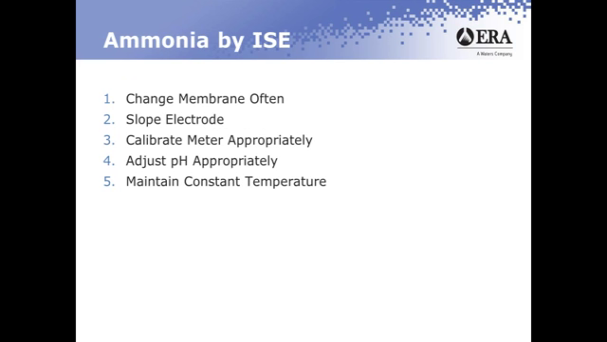So our final topic that we're going to talk about today is ammonia by ion selective electrode, or ISE. The main issues that I've seen with ammonia is with the operation of the electrode itself and your testing conditions. So we're going to talk about changing the membrane often, how to slope your electrode, the appropriate calibration of your meter, making sure that you're adjusting the pH appropriately, and the importance of maintaining a constant temperature in running your ammonia.